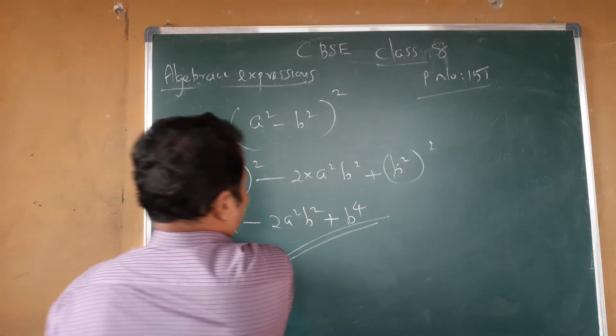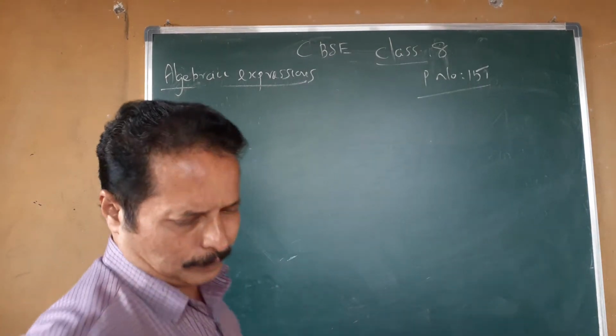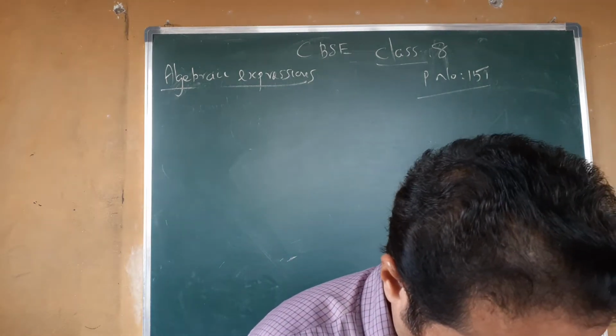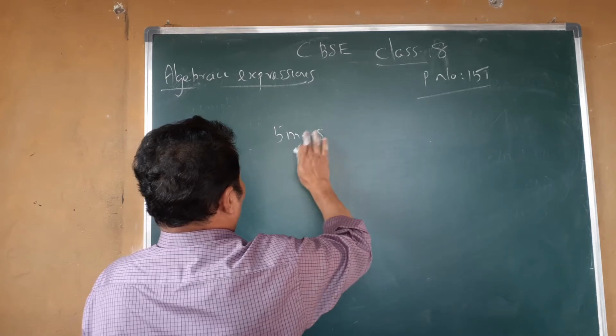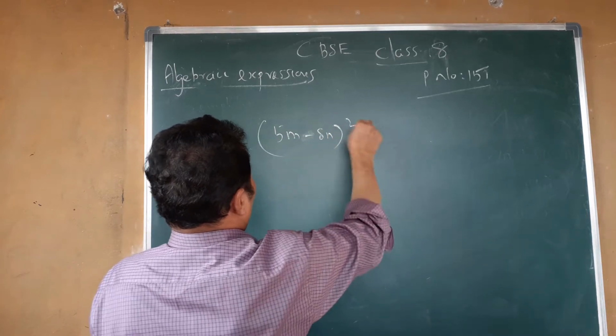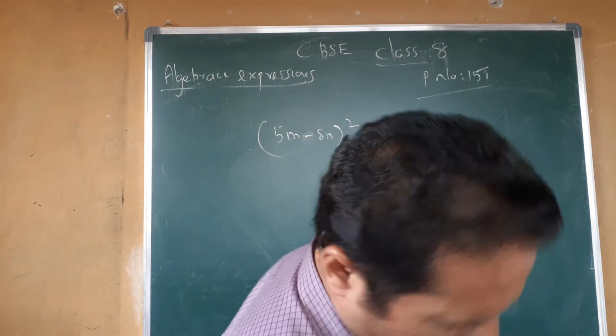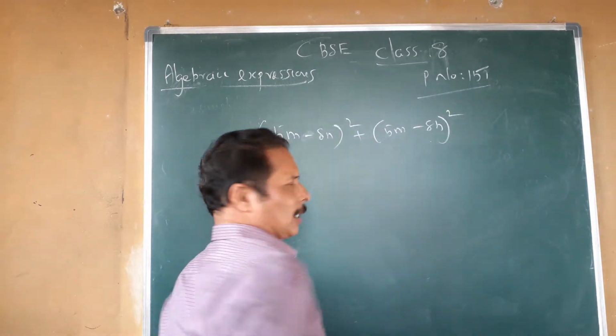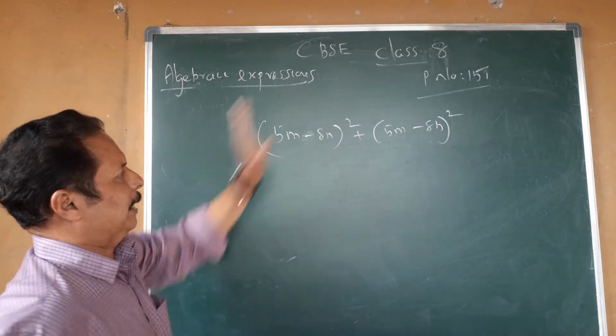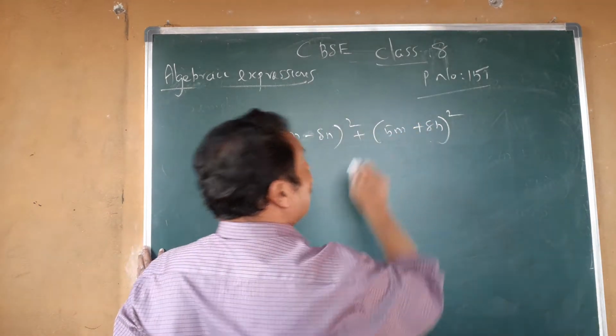Next. That is (5m minus 8n) whole square plus (5m plus 8n) whole square. Are you ready? This is (a minus b) whole square. This is (a plus b) whole square.